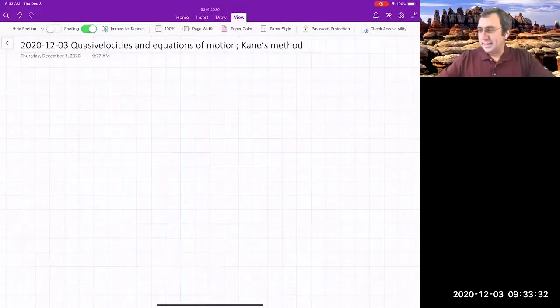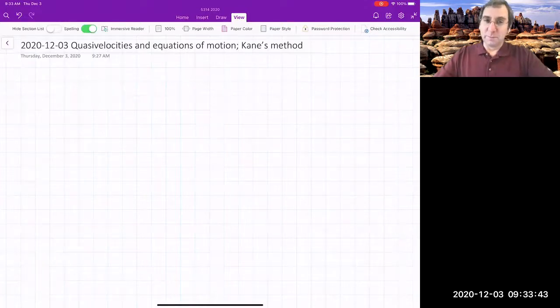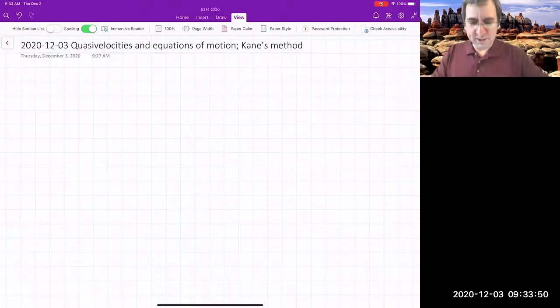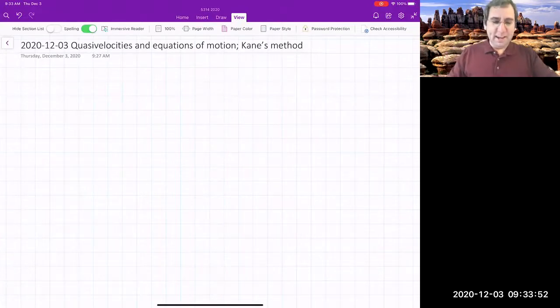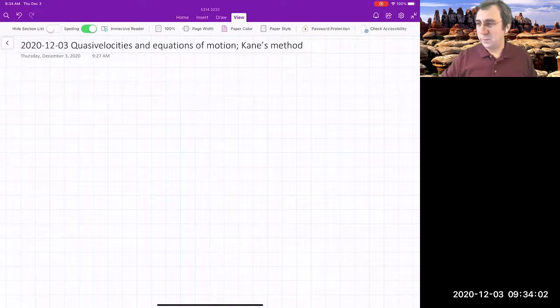So I'm going to talk today about a method that uses something called quasi-velocities, a popular and efficient way to get equations of motion that skips the step of having Lagrange multipliers. As much as I want you to know Lagrange multipliers, they can be a pain and they're confusing, right? So if possible, we want to avoid them.